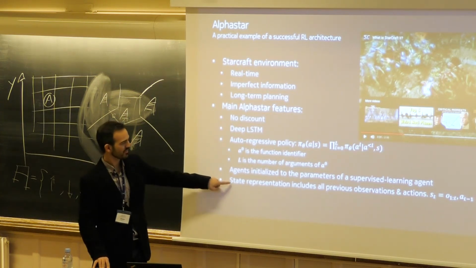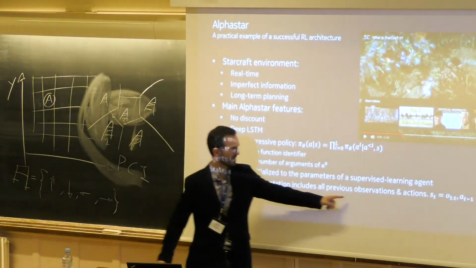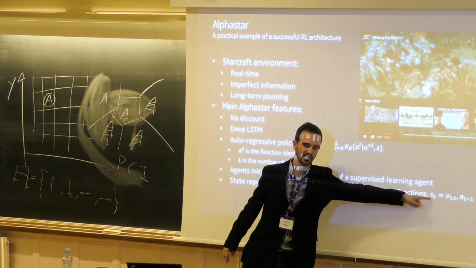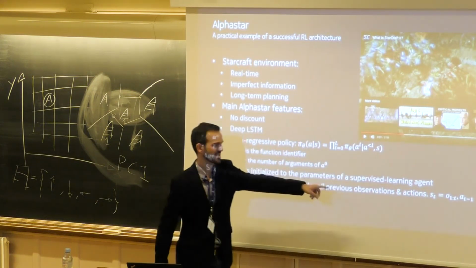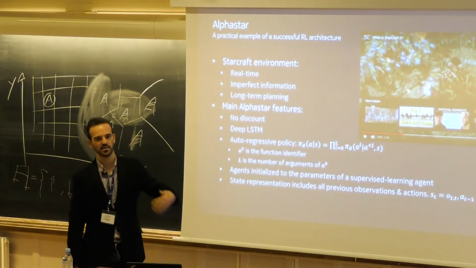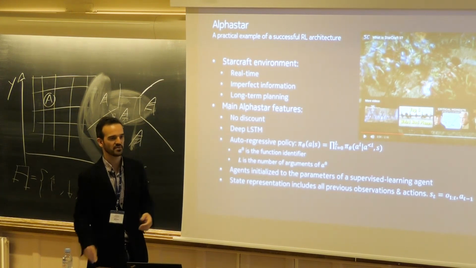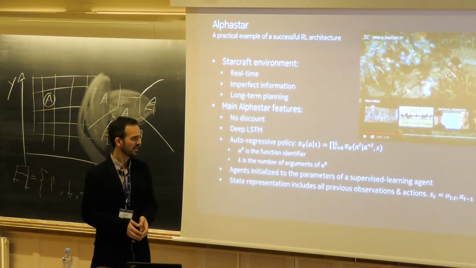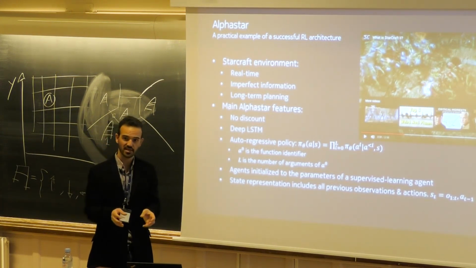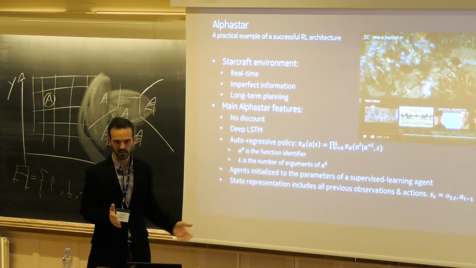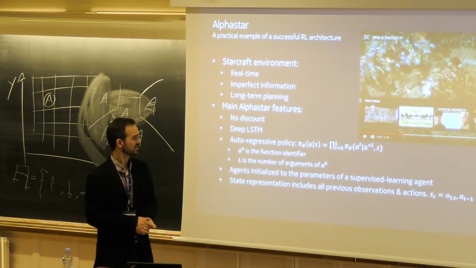They also use a state representation that collects all of the previous observations and actions. So their state space, again, is very large. That's how they disambiguate this problem with partial observability. Even if they don't have access to the whole map, to the whole state, they certainly keep the history at hand in order to take their decisions.